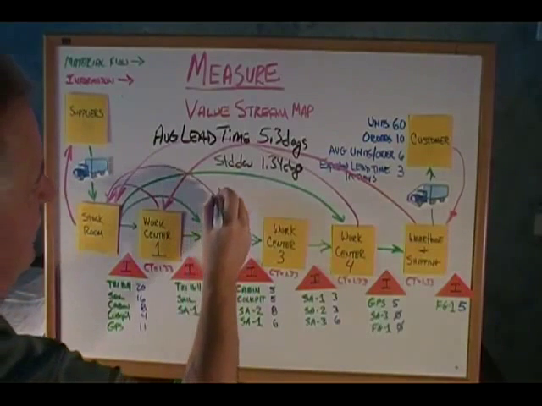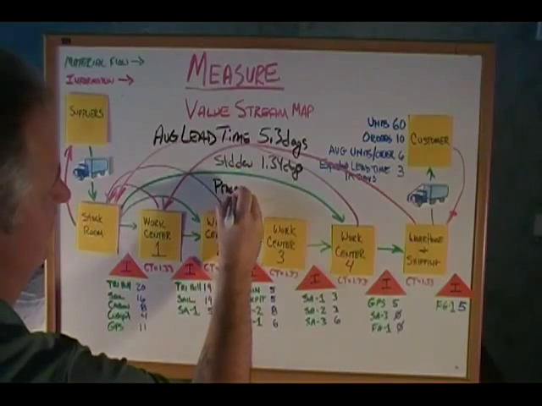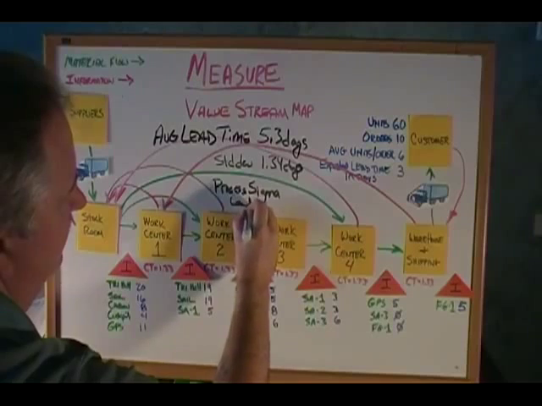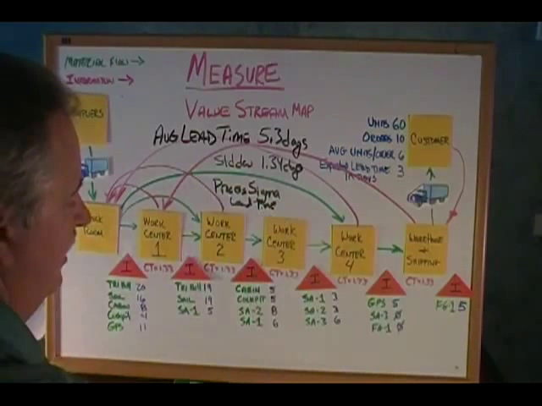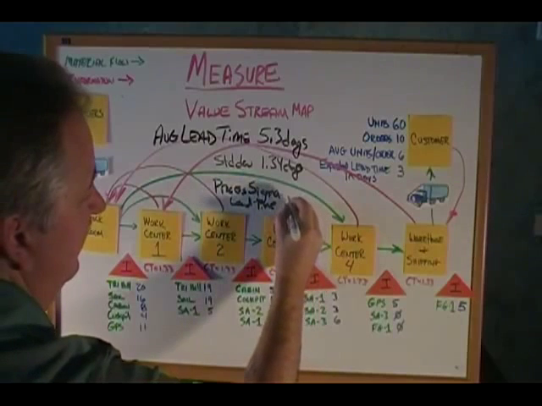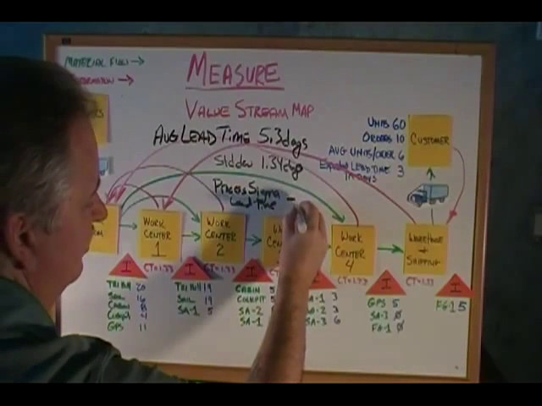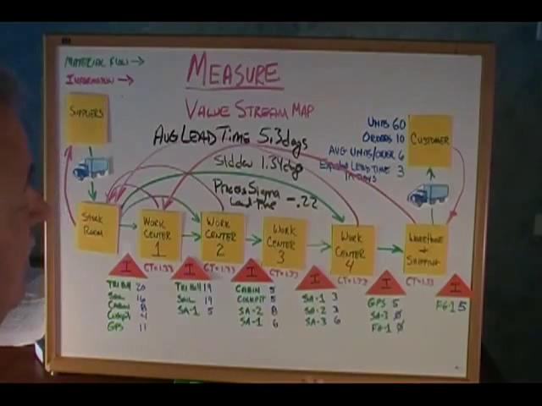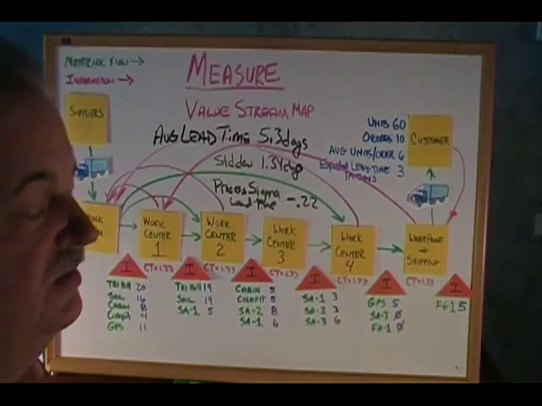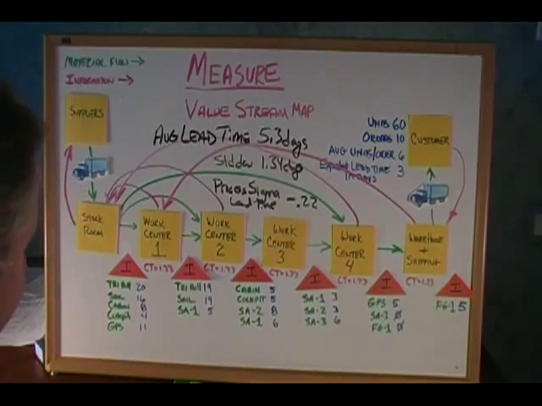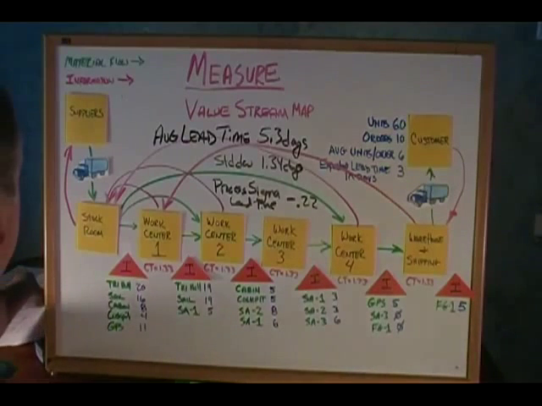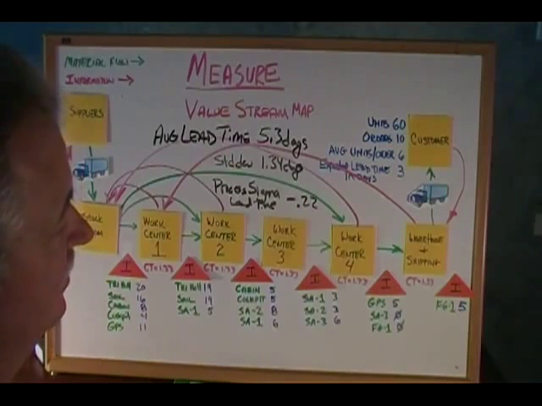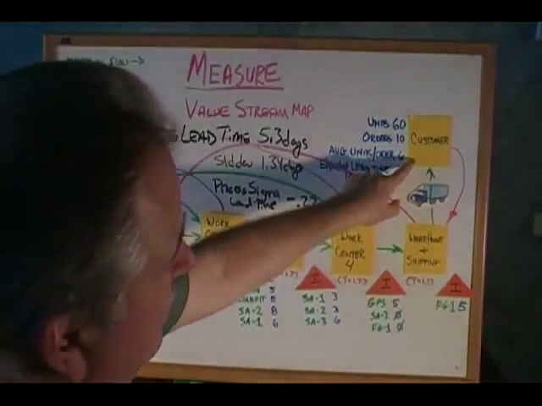That gave us a lead time process sigma, and that was equal to a negative 0.22. So obviously we've got a problem there. And we saw in our initial look at the data that I do believe it was 47 out of the 60 units that were ordered ended up late getting to the customer.